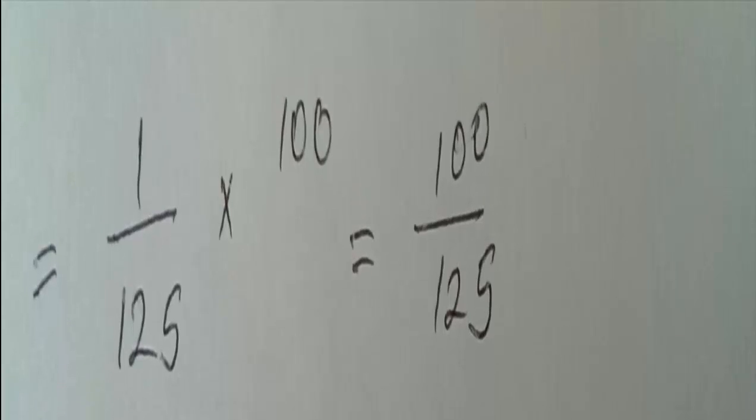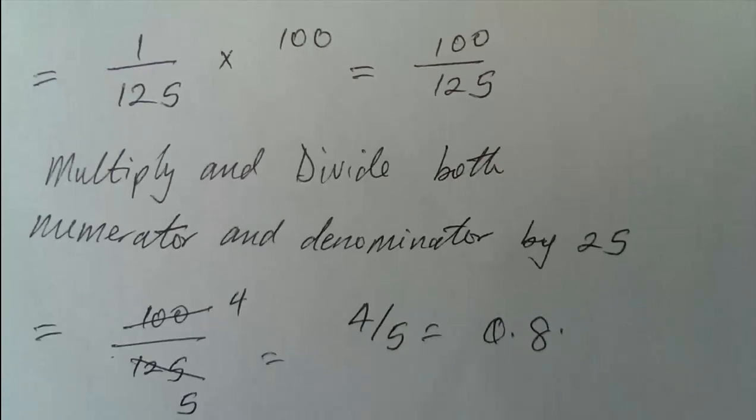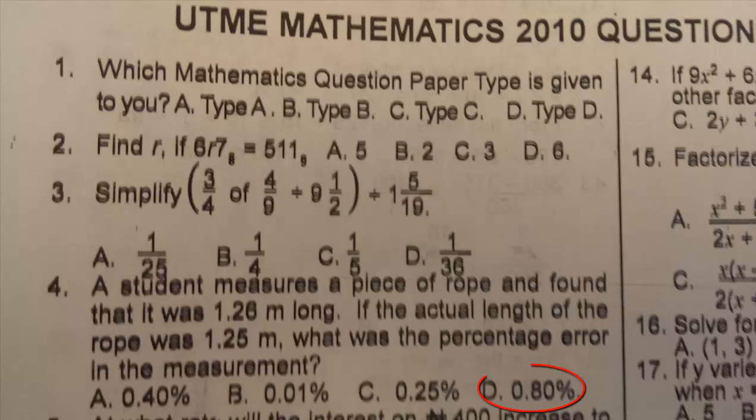To simplify further, we get rid of the decimals by multiplying 0.01 and 1.25 by 100. This will give us 1 over 125 times 100, and that is equal to 100 divided by 125. To simplify further, we will divide both the numerator and denominator by a common factor, which is 25. 25 into the numerator is 4, and 25 into the denominator is 5, which is 4 over 5. Since our answers are in decimals, we convert the 4 over 5 fraction into a decimal, which gives us 0.8. Our final answer will be D.